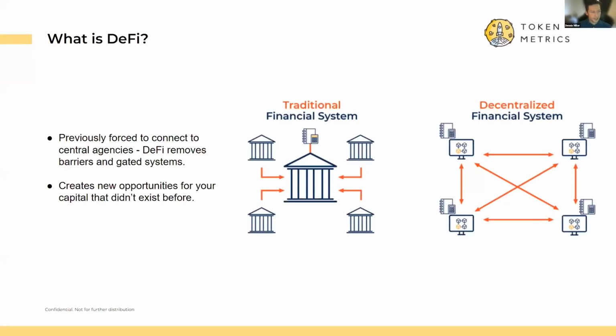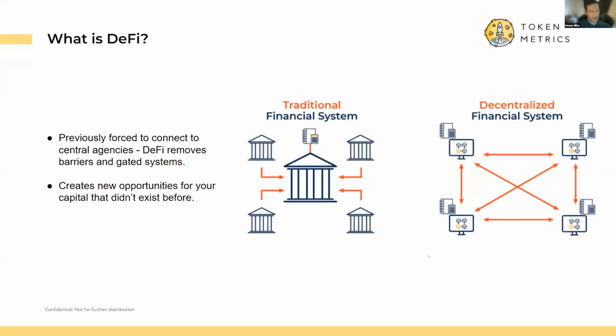To understand what decentralized finance is, we have to think about what the traditional financial system is that we've been operating within. And that system is really defined by central agencies that we have to go through, right? So when you want to interact with your money, you have to go through your bank. When you want to interact with your investable assets, your derivatives, you have to go through a broker and that medium of exchange. And what DeFi and the blockchain have done is to remove those barriers and gated systems and allow us to interact with each other directly. And this opens up a world of possibilities.